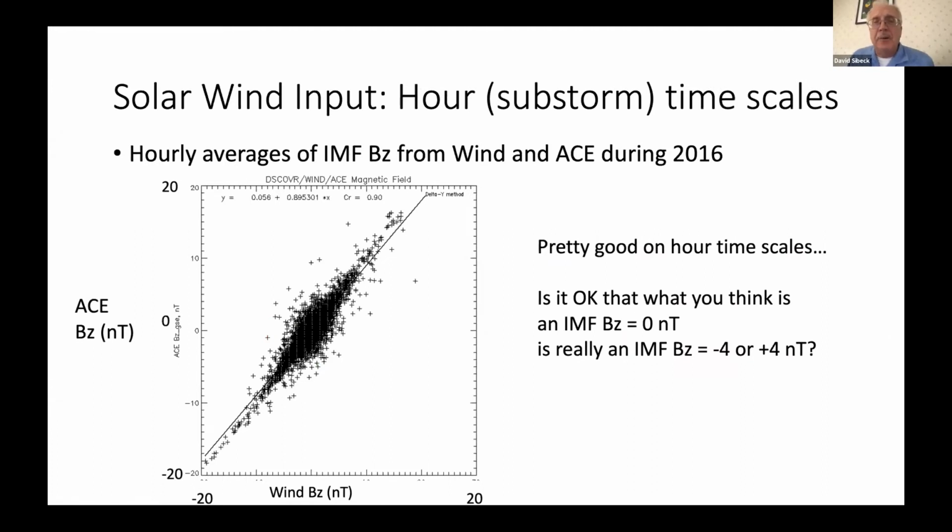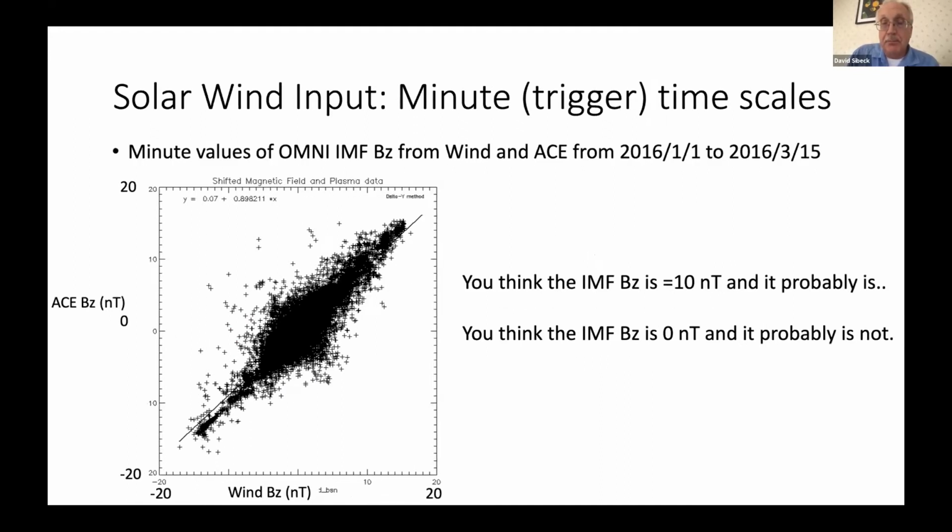How about on hour timescales? If you're looking for an hour or two of southward IMF orientation to see if there'll be a substorm, will you get it? Well, it's pretty good, as this correlation trace between Wind and ACE shows. Bz is pretty well correlated on hour averages. But there are some problems if you look a little bit closer. You might think, based on Wind observations, that IMF Bz is 0, when ACE says it was plus or minus 4 nanoteslas. Maybe that's okay. Maybe you don't mind that.